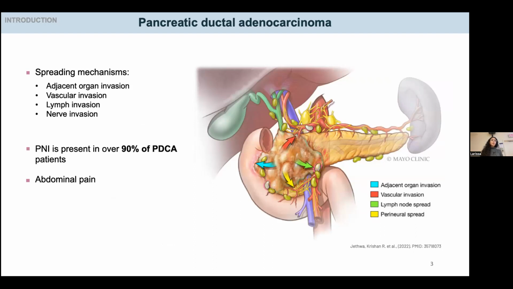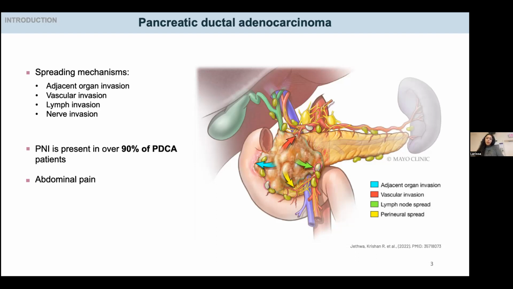In solid cancers like PDAC, there are various ways in which the cancer spreads. This includes invading nearby organs, vascular invasion, invasion through lymphatic vessels, and also invading nerves. As I mentioned earlier, perineural invasion, or PNI, is a significant characteristic of PDAC and contributes to its aggressive nature, which occurs when cancer cells invade and grow along nerves, facilitating tumor progression and metastasis. PNI is considered a poor prognosis indicator, not just in pancreatic cancer, where it's present in over 90% of patients, but also in other cancers like head and neck, prostate, breast, and colon tumors.